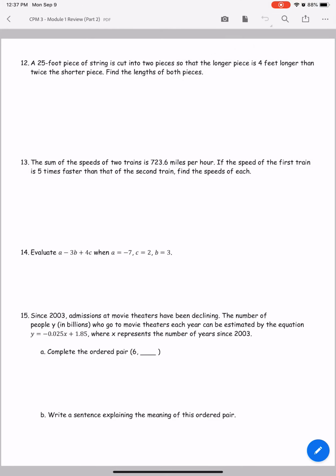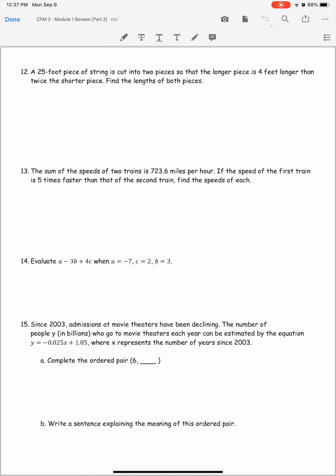So the first one we added, number 12, we've got some word problems. It says a 25-foot string is cut into 2 pieces so that the larger piece is 4 feet longer than twice the shorter piece. Find the lengths of both pieces. So here is my string, and it's cut into two pieces.